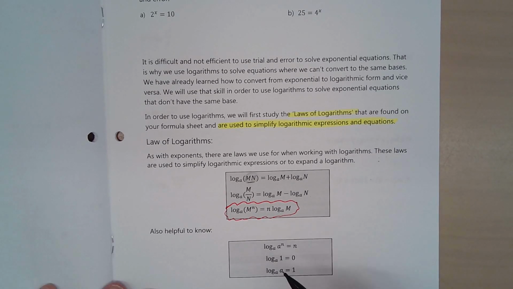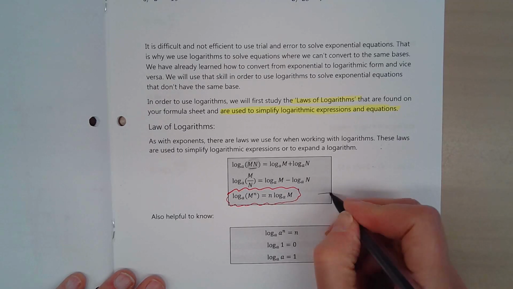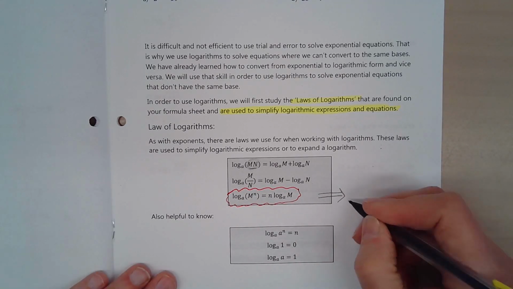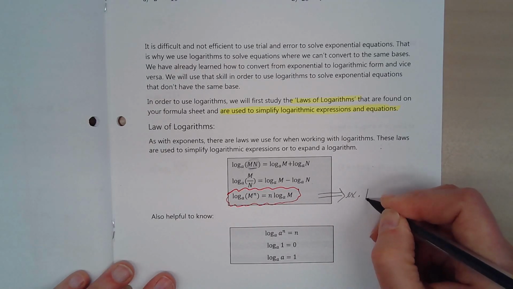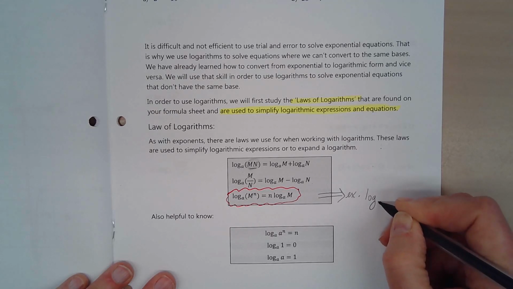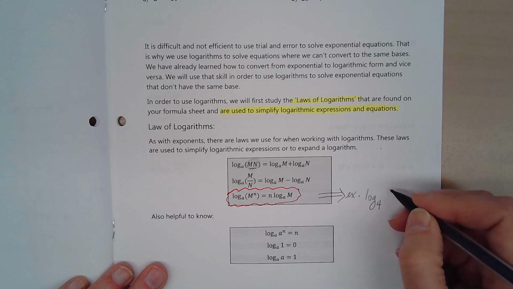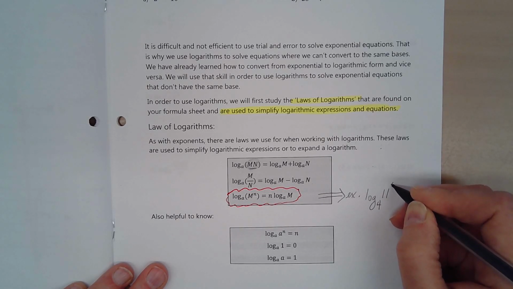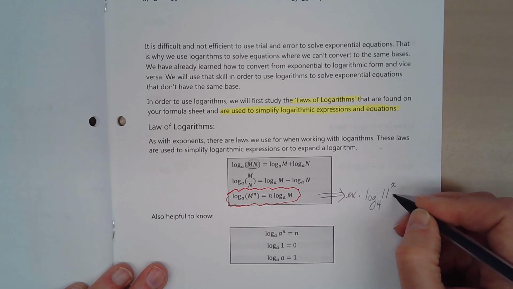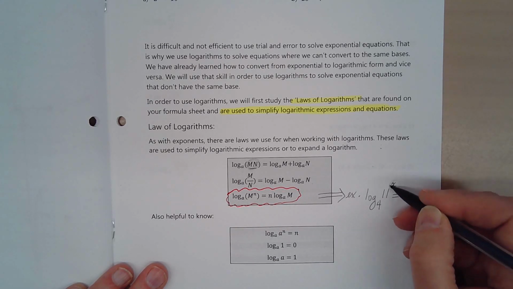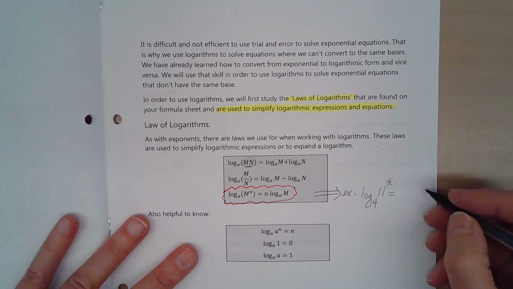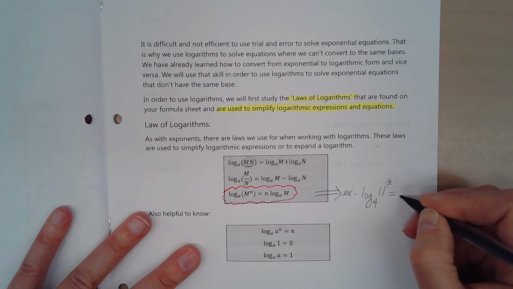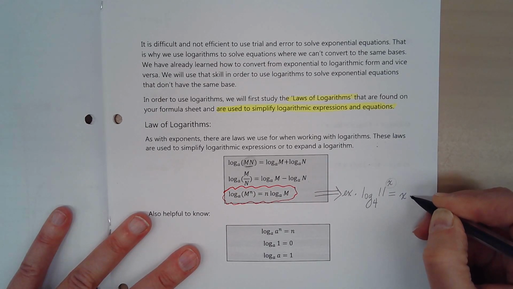Which is fascinating, right? So that means if I had something like this, example, let's say if I had log in base 4 of, I don't know, 11 to the power x, and that's usually what I'm going after, right? I'm usually going after an exponent that I don't know. That exponent can come right down as a coefficient.